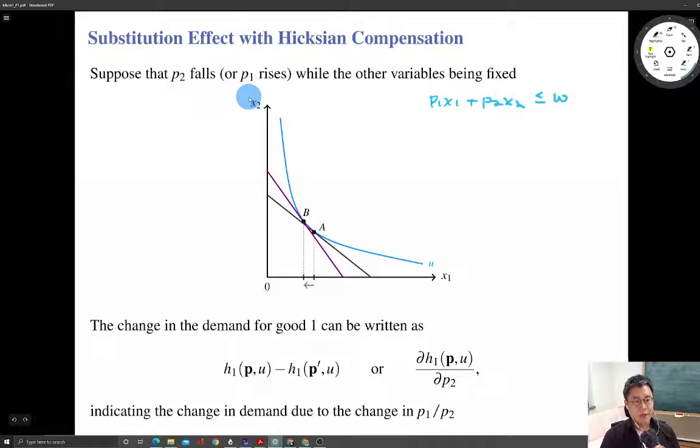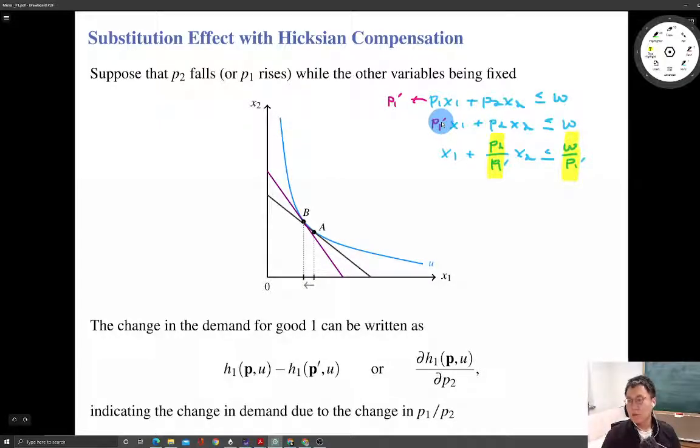Now we consider a price change in good one. So P1 changes to P1 prime. Then the new budget line can be written as P1 prime x1 plus P2 x2 is less than or equal to W. At first glance, if P1 changes, just one component changes in the budget constraint. But if we divide this inequality by P1 prime, we get x1 plus P2 over P1 prime times x2 less than or equal to W over P1 prime. Now it is very self-evident that two things indeed change.